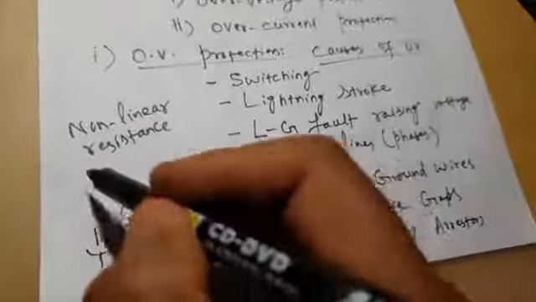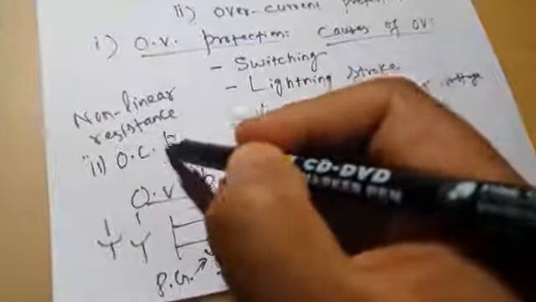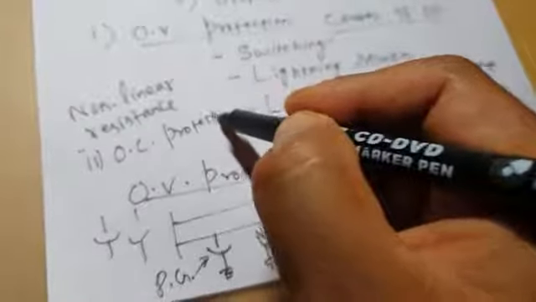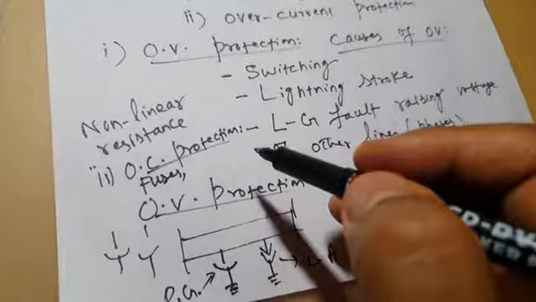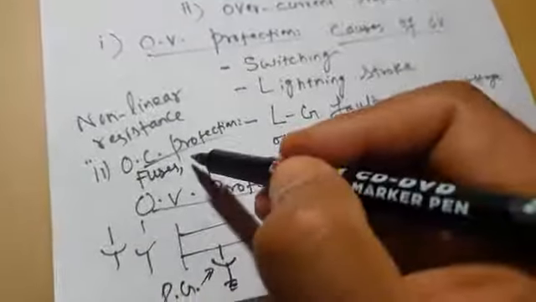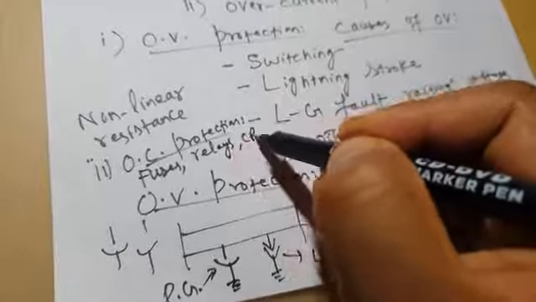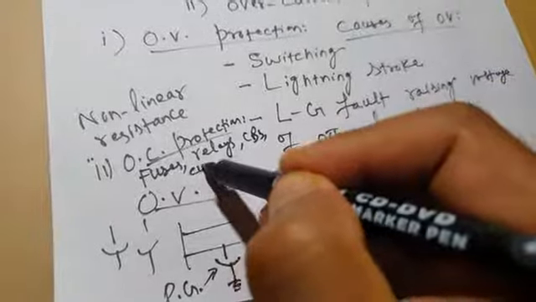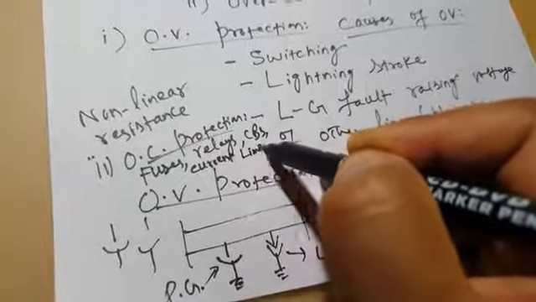What about overcurrent protection? If I write here overcurrent protection, OC protection. Overcurrent protection is provided by fuses. Many equipments are fitted with fuses for providing overcurrent protection. Then relays, circuit breakers, and current limiting reactors.